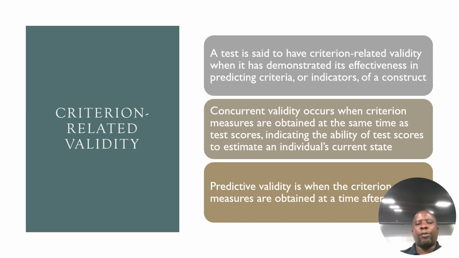Then we also have got two types of criterion related validity: the concurrent validity. And a good example is when we are testing for, let's say, depression, and we indicate the ability of test scores to estimate that individual's current state. Like that depression, you actually test the level at that current moment. What is the level of depression at that current moment? Or what is the level of BP, for example, or your level of sugar at that particular moment. These are good examples of concurrent validity.